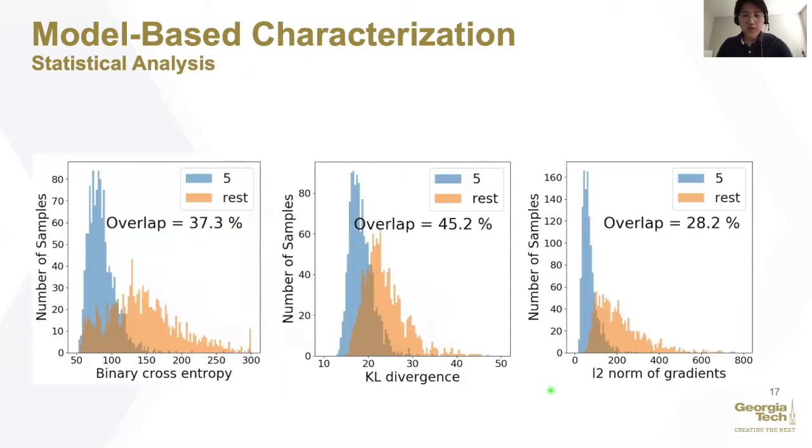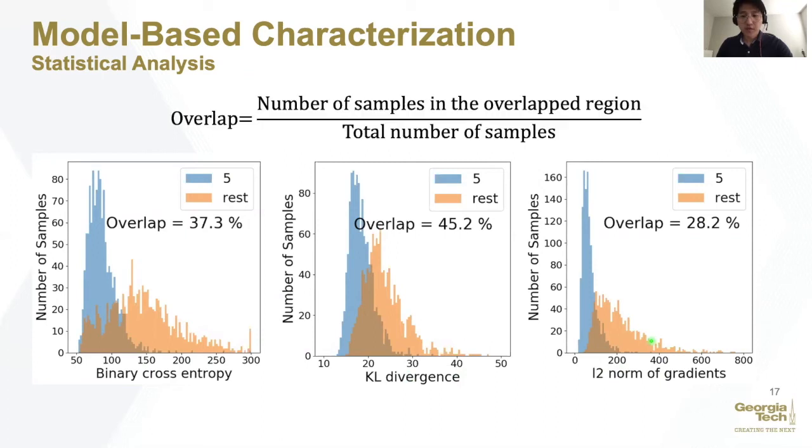We visualize histograms of binary cross entropy reconstruction error, KL divergence latent loss, and L2 norm of gradients. Since our goal is to differentiate novelties from normal samples, we expect histograms from inlier digit 5 to be separated as much as possible from the other histogram. We also report the percentage of overlap between two histograms by dividing the number of samples in the overlap region by the total number of samples. Ideally, we want the overlap to be as close to 0 as possible.